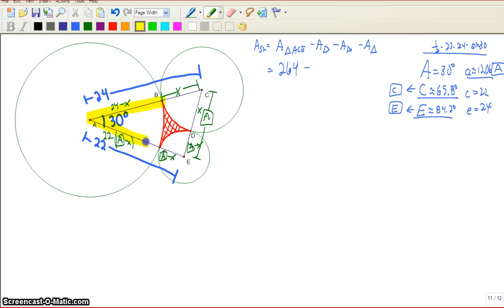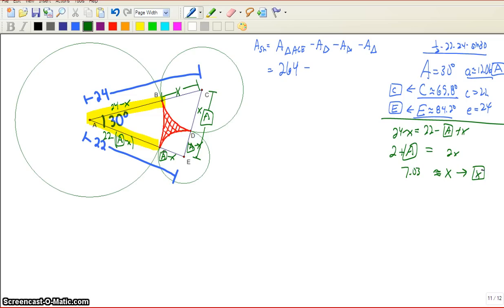These two segments must be equal to each other, so we're going to set those equal to each other. 24 minus x is equal to 22 minus alpha a plus x, because that negative sign will distribute. Add x to both sides, subtract 22, and add alpha a to both sides, so 2x is equal to this. X is going to be approximately 7.03, and we'll store this as x on the calculator.